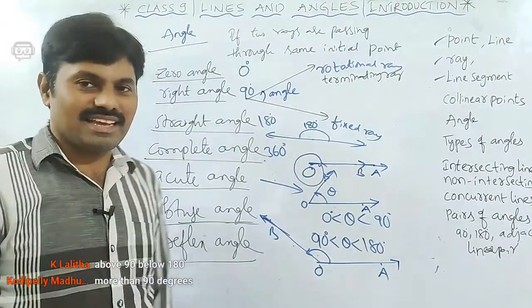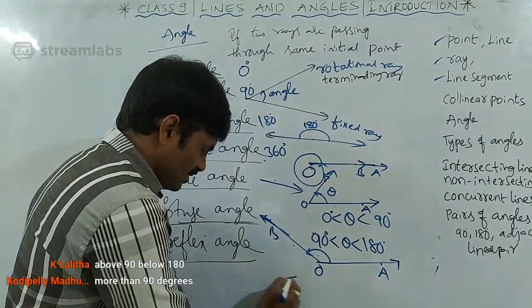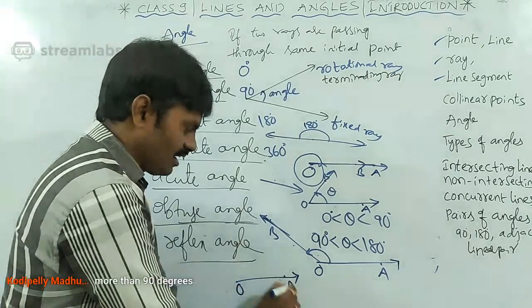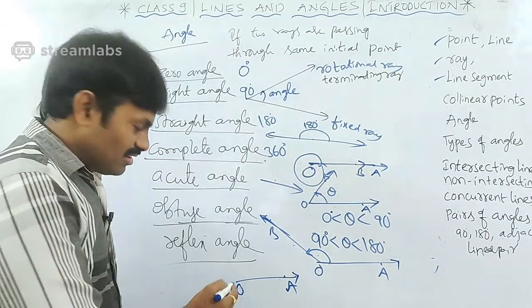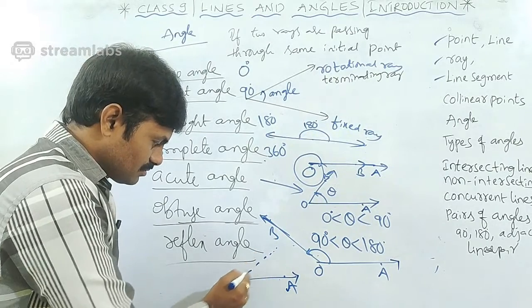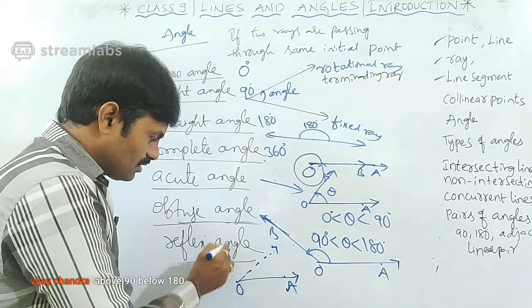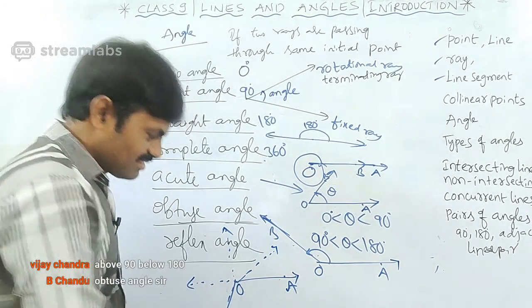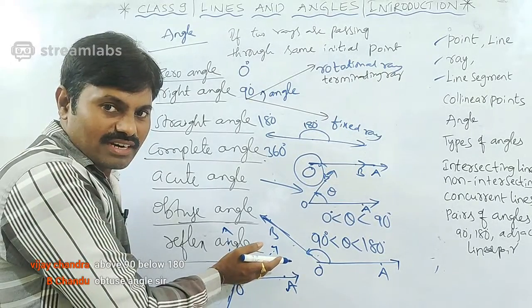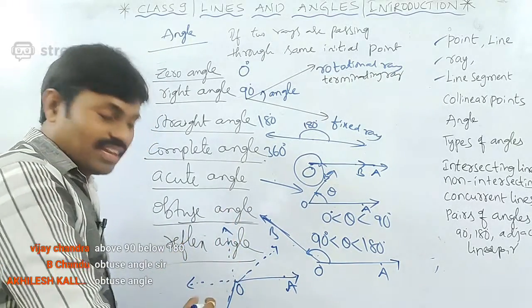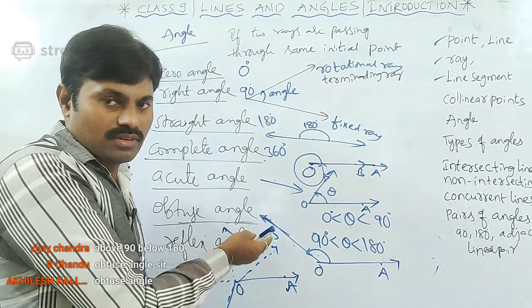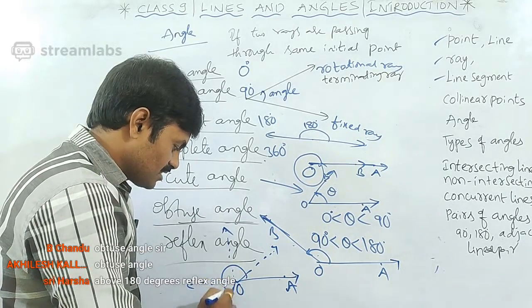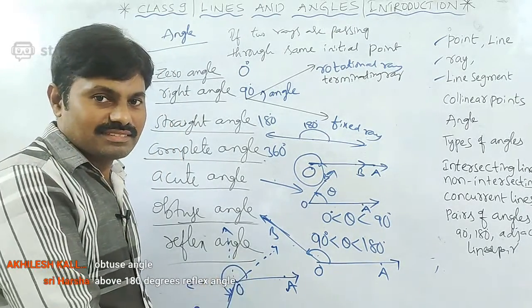Now the next one is the reflex angle. Here OA is a fixed ray. The terminating ray moves from here, to the right angle, and to here, and rotates like this, just as the minute hand moves from one place to another on a clock. This is called a reflex angle. It is more than 180 degrees but less than 360 degrees.